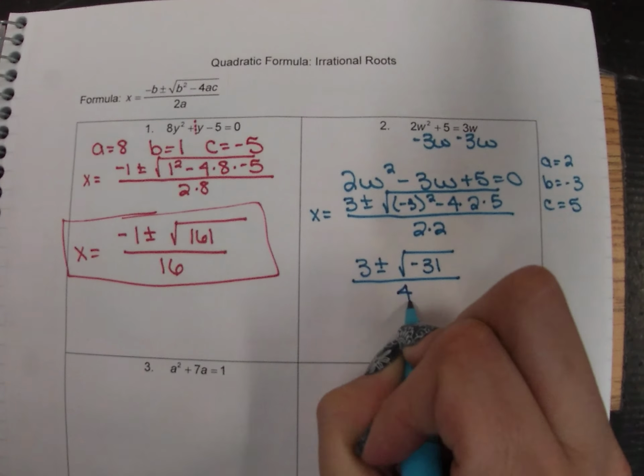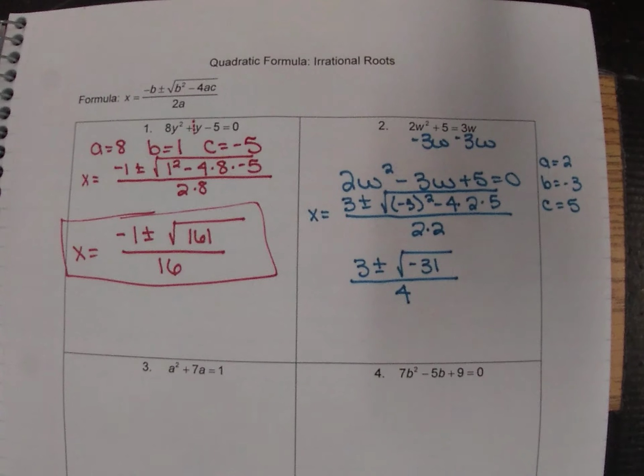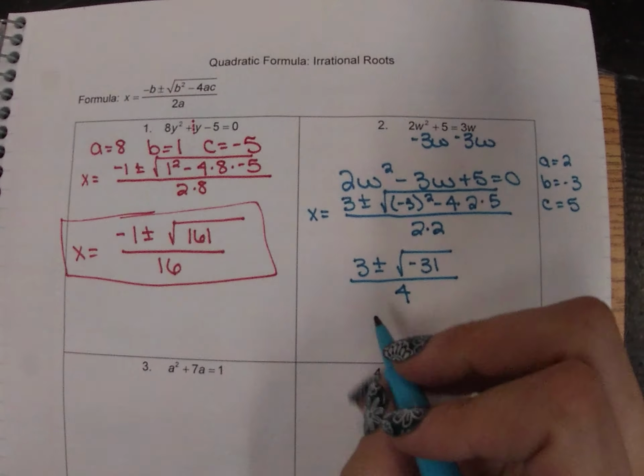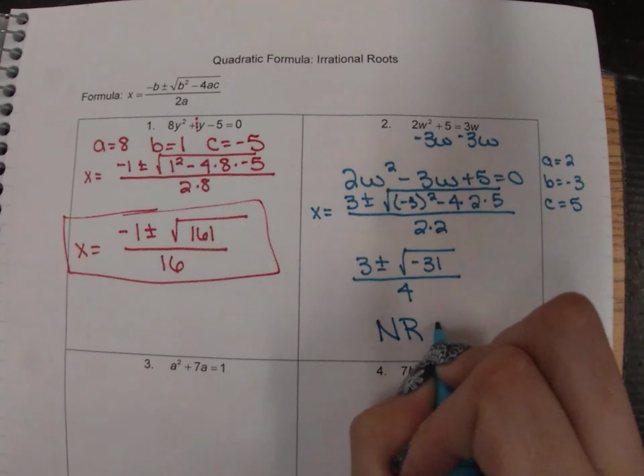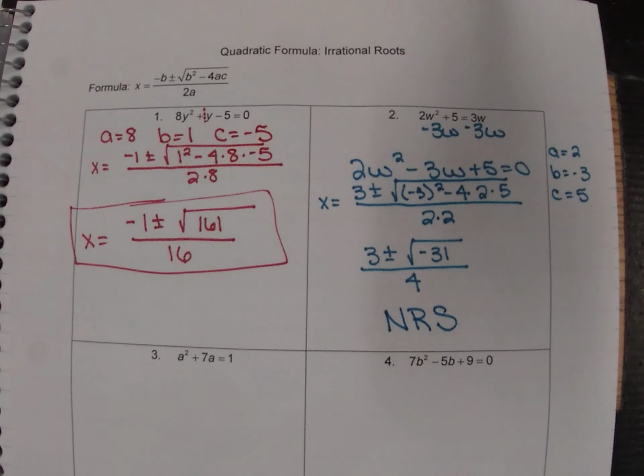And then we're going to try and simplify our square root. Hopefully, once we start to think about that, we catch ourselves: there's a negative underneath the square root sign. As soon as we get to a negative underneath the square root, we say that our answer is no real solution.